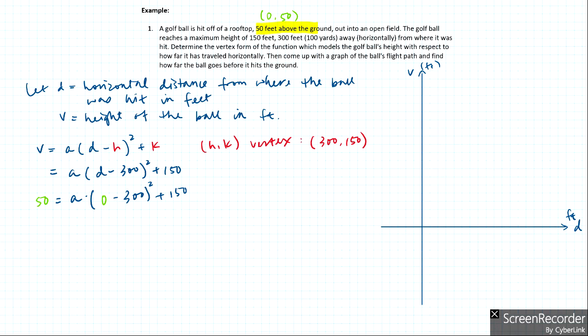And once we have this form, we can go ahead and simplify to solve for a. And therefore we get 50 is equal to a times negative 300 squared, which becomes 90,000, plus 150. And then once we have this form, we can subtract 150 on both sides to get negative 100 equals 90,000 a. Now to find a, we can go ahead and divide 90,000 on both sides.